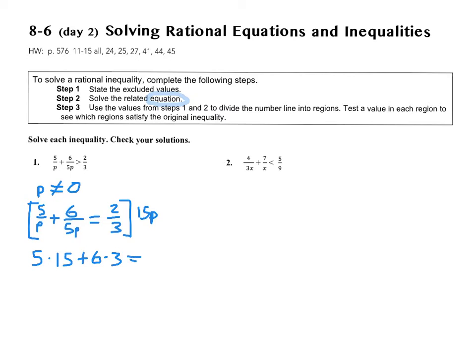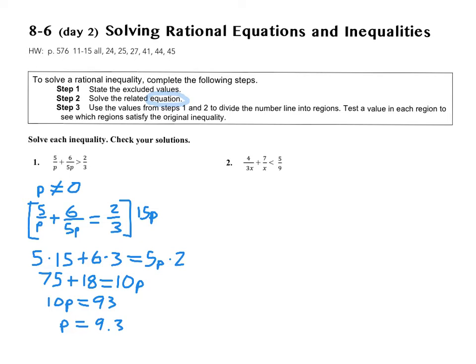15p divided by 3. I like to divide first so I don't have big numbers. 15p divided by 3 is 5p times 2. So 5p times 2. I'm going to simplify. 75 plus 18 equals 10p. 10p equals 93. So p equals 93 over 10, or 9.3.